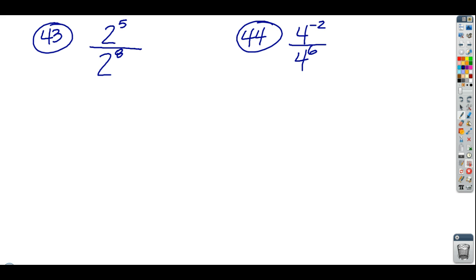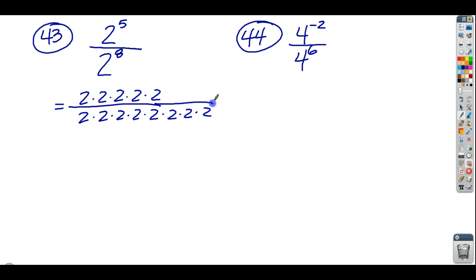This is talking about simplifying or rewriting expressions with negative exponents, zero exponents, just overall simplification of powers. All right, number 43, I can rewrite this. I can either use my exponent rules, but again, I'm hesitant to just follow these rules and think more about what this means. So 2 to the 5th power is equal to 2 times 2 times 2 times 2 times 2. So there's 5 of those, and then 2 times 2 times 2 times 2 times 2 times 2 times 2 times 2. That's 2 to the 8th.